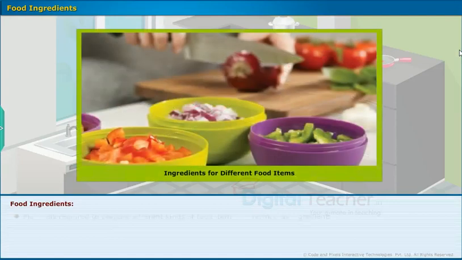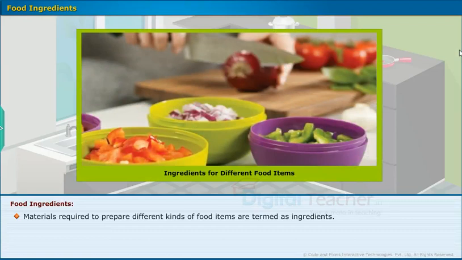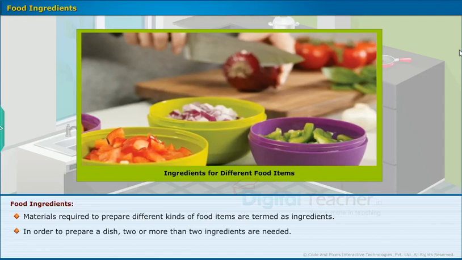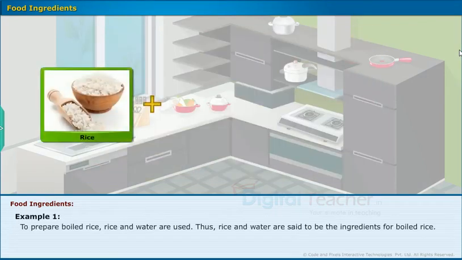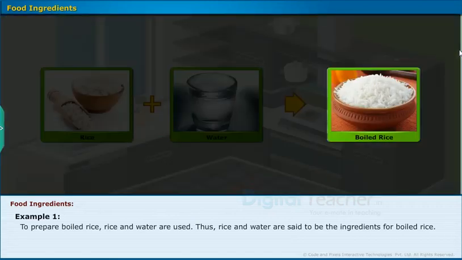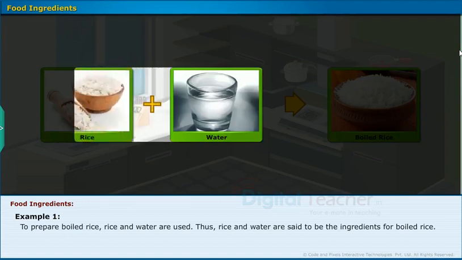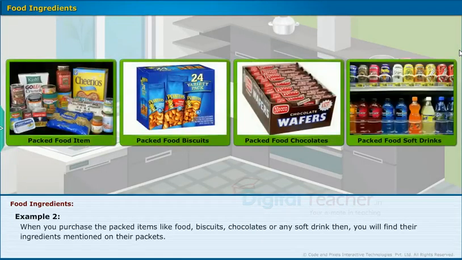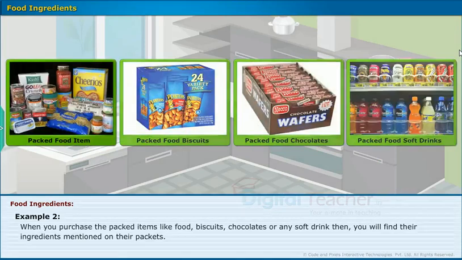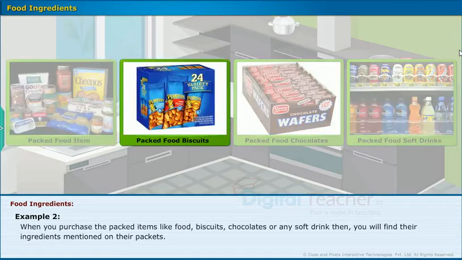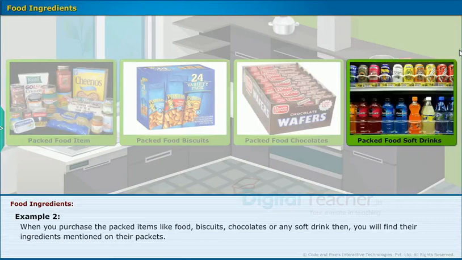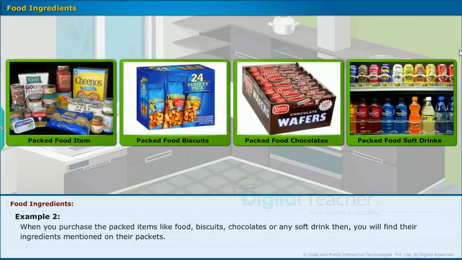Food ingredients. Materials required to prepare different kinds of food items are termed as ingredients. In order to prepare a dish, two or more ingredients are needed. Example 1. To prepare boiled rice, rice and water are used. Thus, rice and water are said to be the ingredients for boiled rice. Example 2. When you purchase packed items like biscuits, chocolates or any soft drink, you will find their ingredients mentioned on their packets.